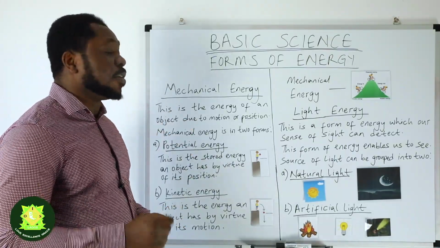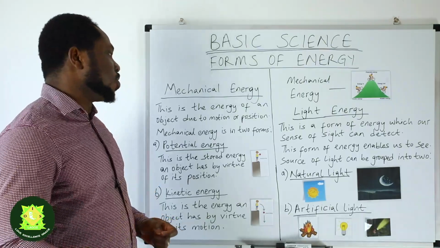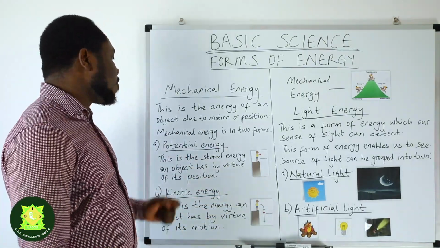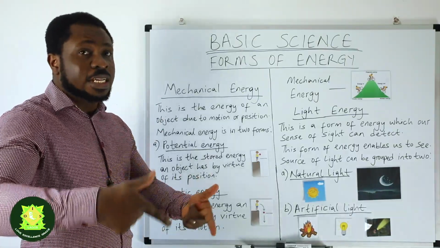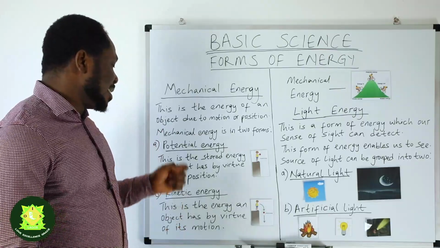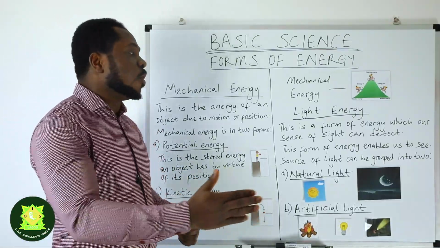So that is that about mechanical energy. It is the energy of an object due to motion or position, and there are two forms. We've got the potential energy and the kinetic energy. The potential energy is the stored energy in an object by virtue of its position, while the kinetic energy is the energy an object has by virtue of its motion.